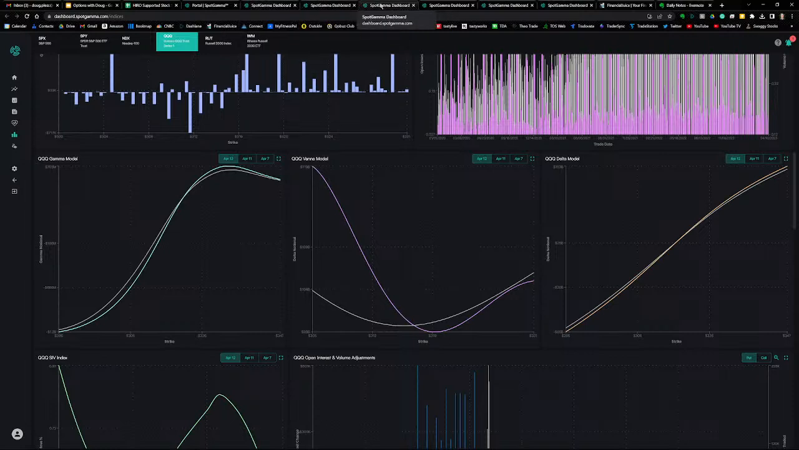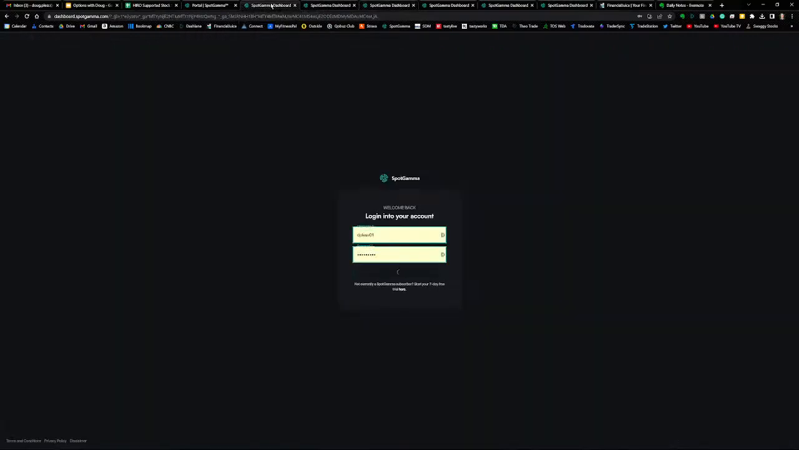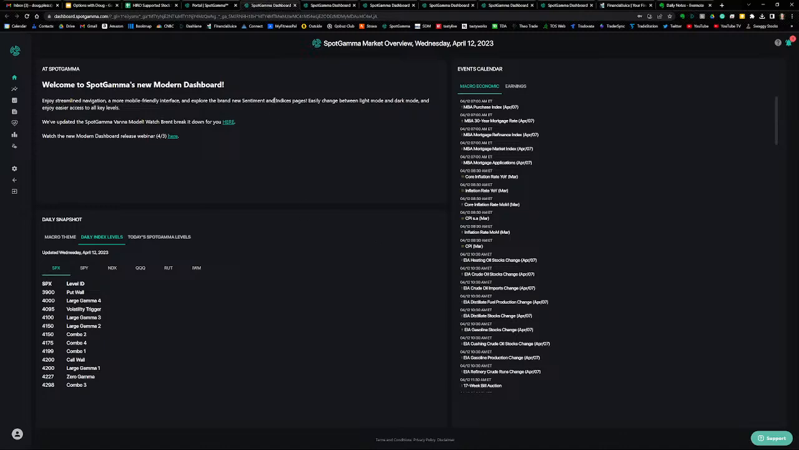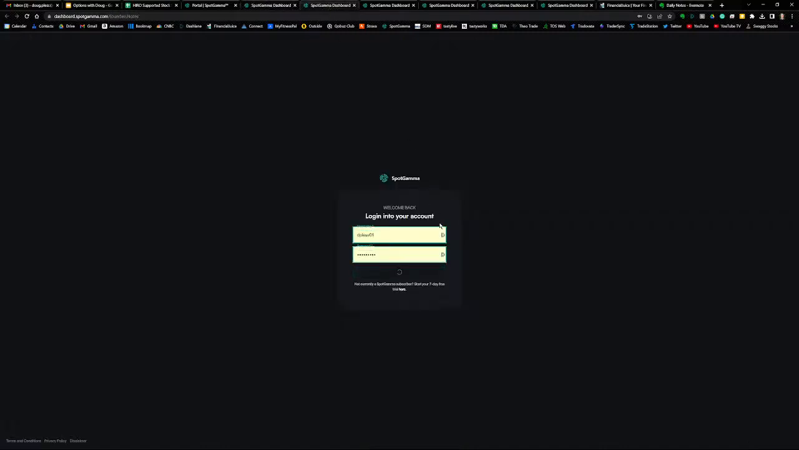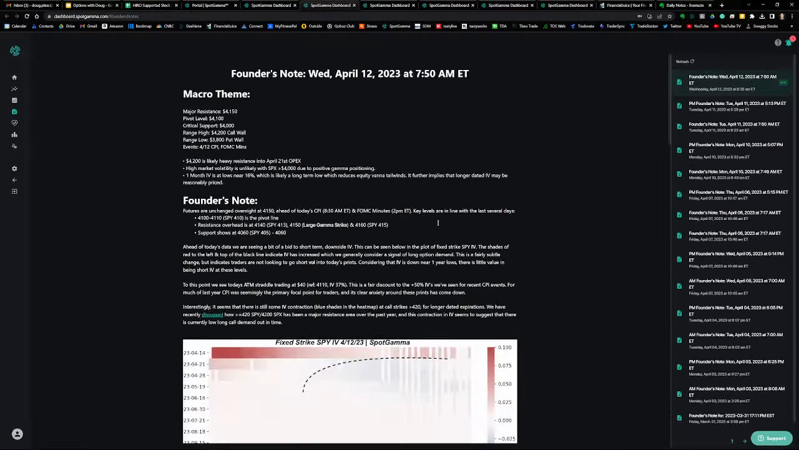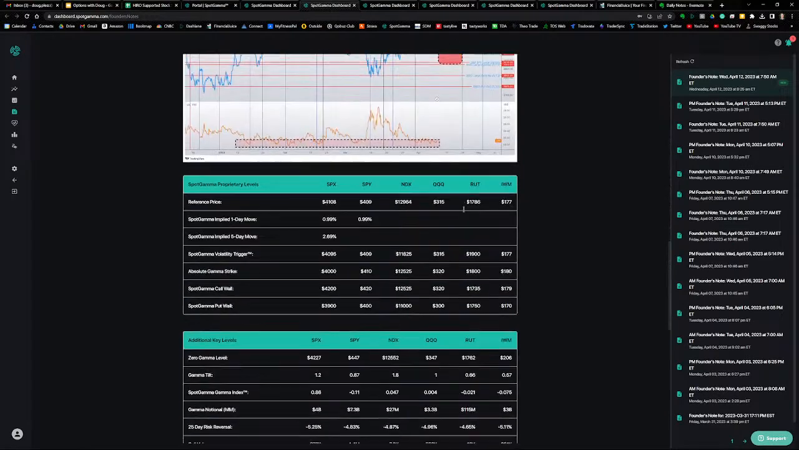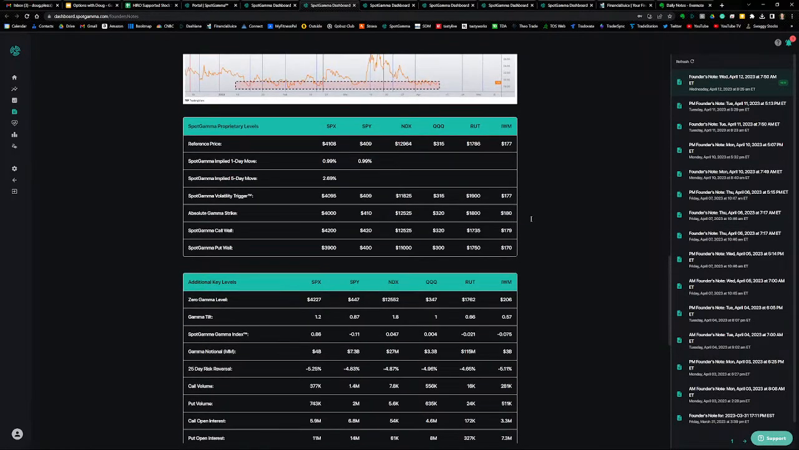well, let's see. Looks like I've lost a lot of this. For some reason you have to keep logging in. All right, so the volatility trigger levels are provided to SpotGamma subscribers in a variety of locations. The easiest thing is just to look there.